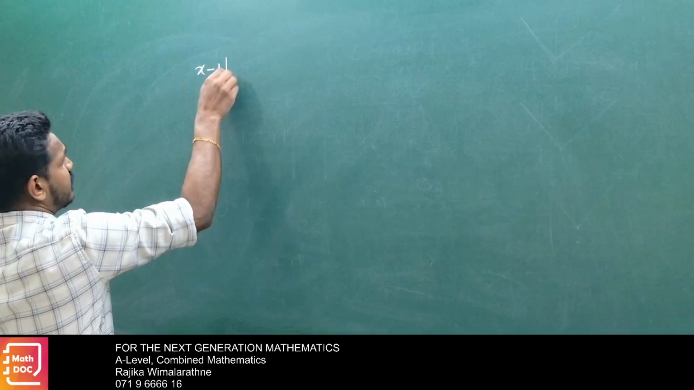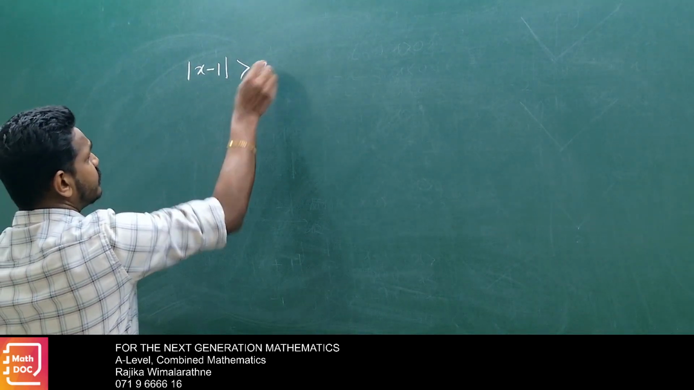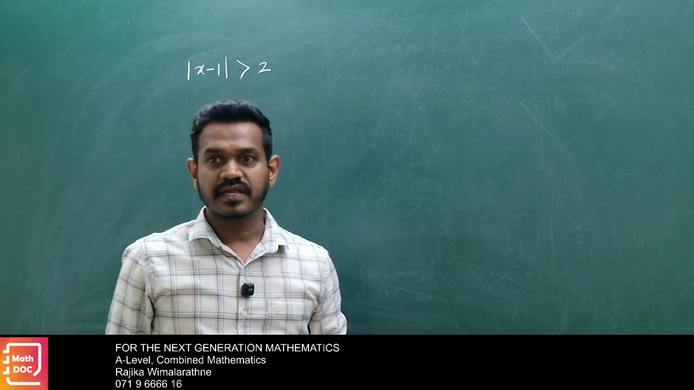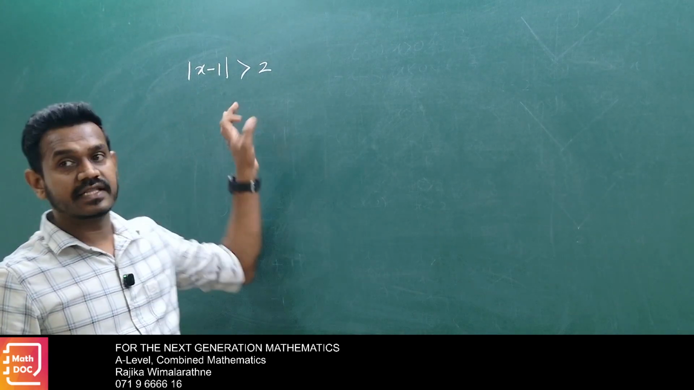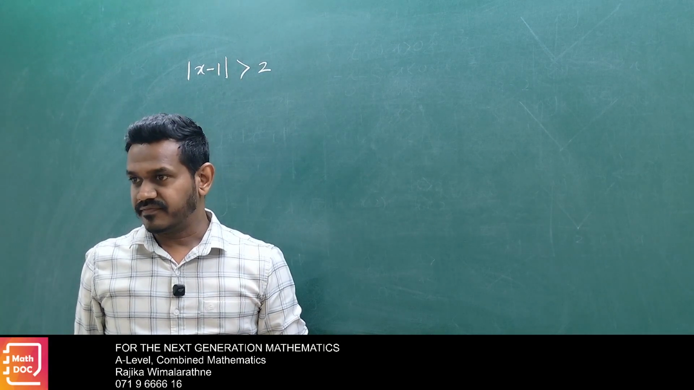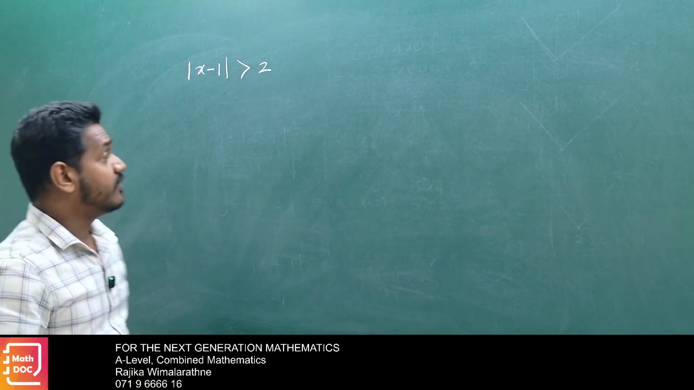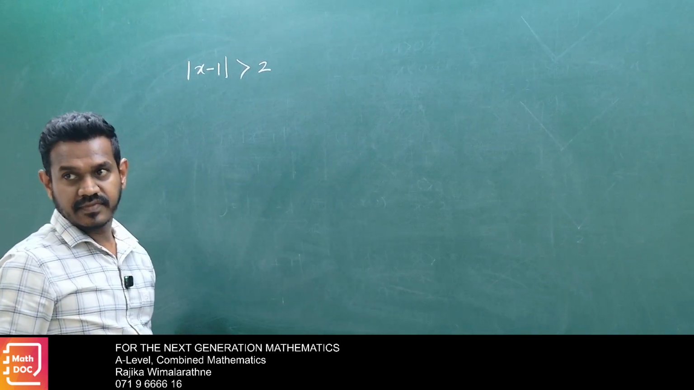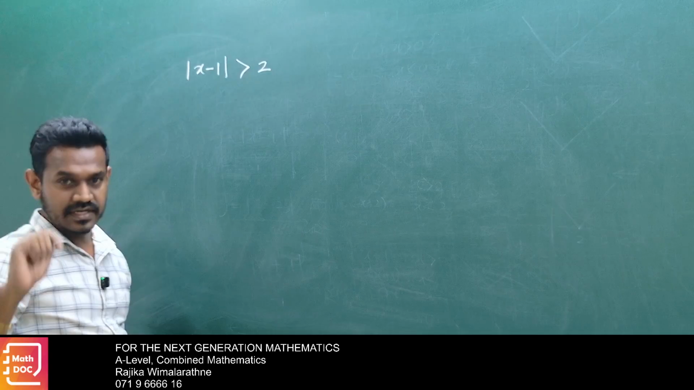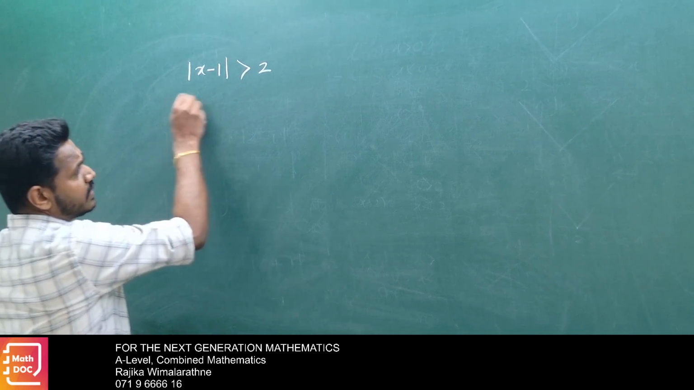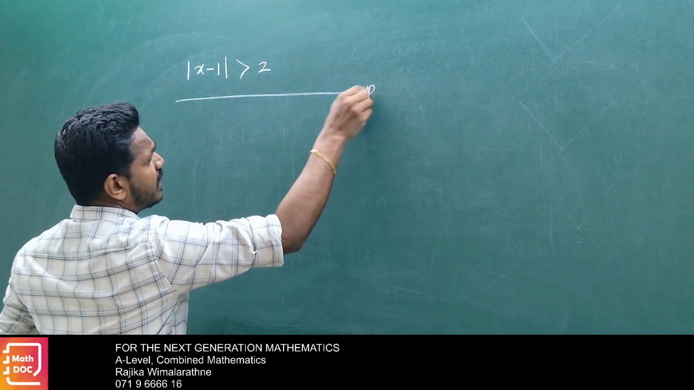See this one. |x minus 1| greater than 2. A modulus inequality. Now here we have one modulus, so there is only one critical value. Check this one.